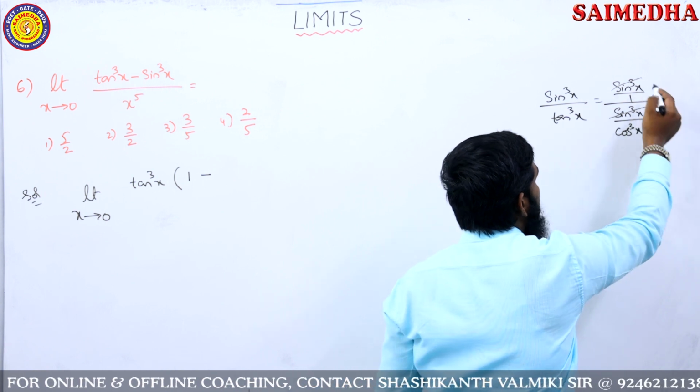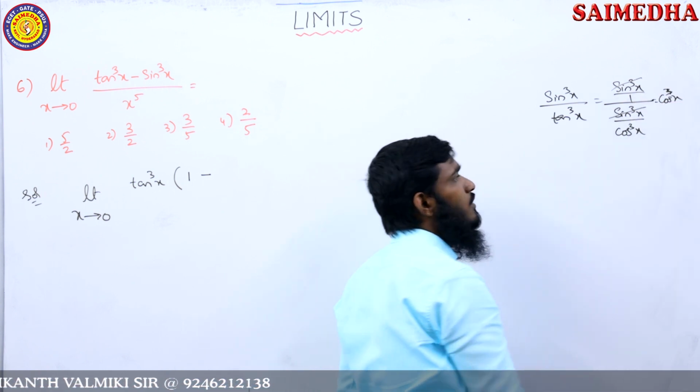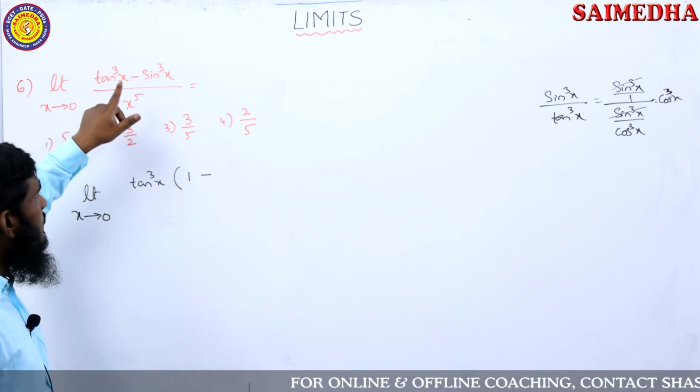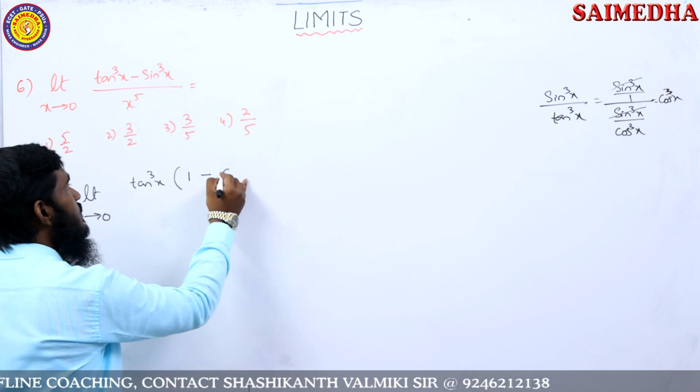So what answer are we getting? It is equal to cos cube x. We are getting the answer as cos cube x. So whenever we take tan cube x as common, the remaining part will be 1 minus, and this part becomes cos cube x.